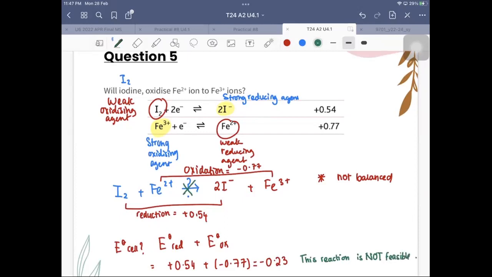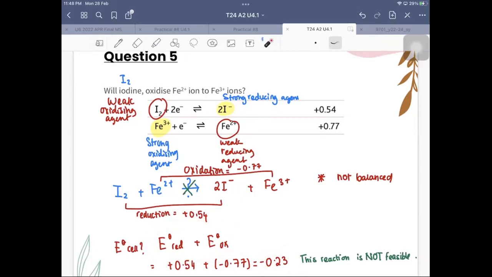So you really have to follow the question. Is the question talking about iodide reacting with Fe3 plus, in which case it would happen? Or is it talking about iodine reacting with Fe2 plus, which will not happen because it's a combination of a weak oxidizing agent and a weak reducing agent? And another proof that we can use is that the E cell value is a negative number, which suggests that this reaction is not feasible.